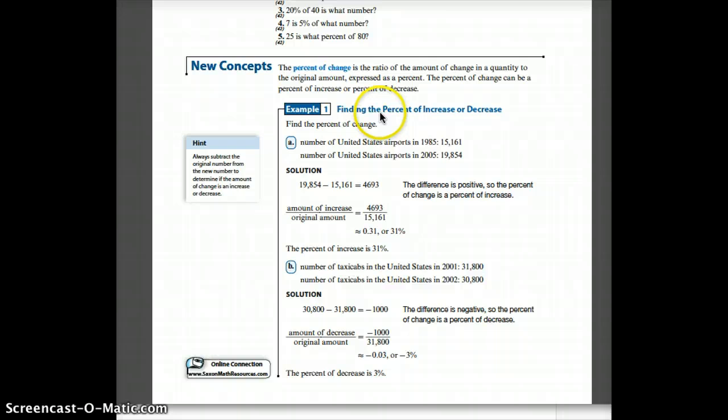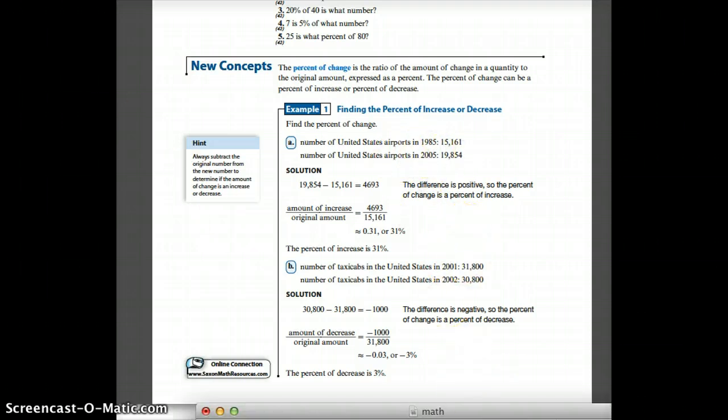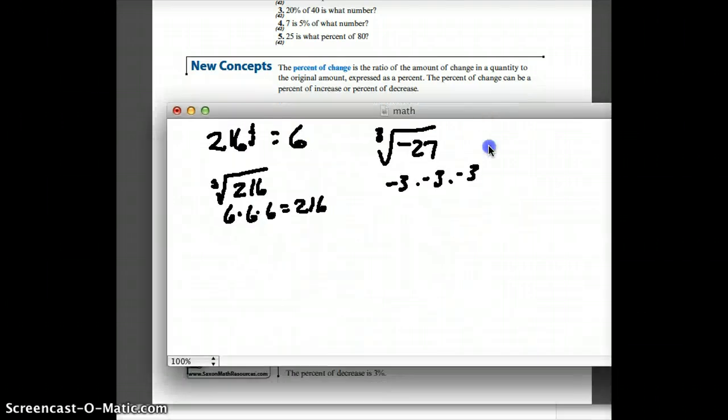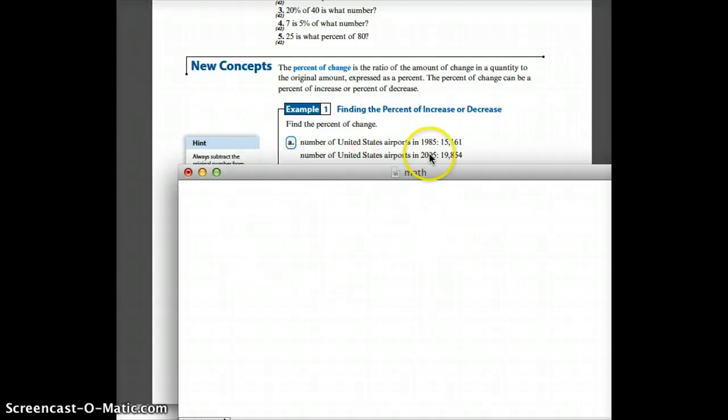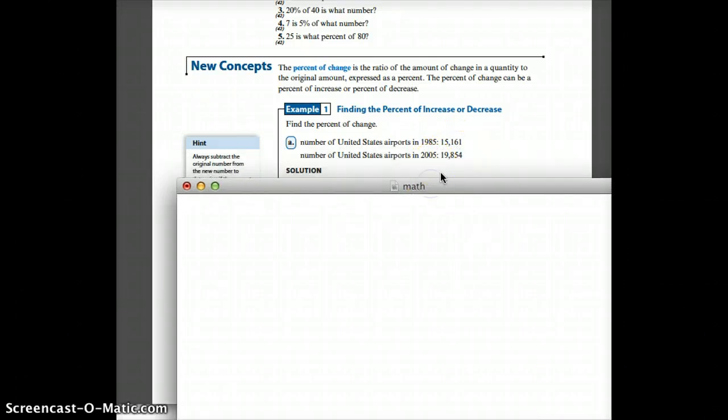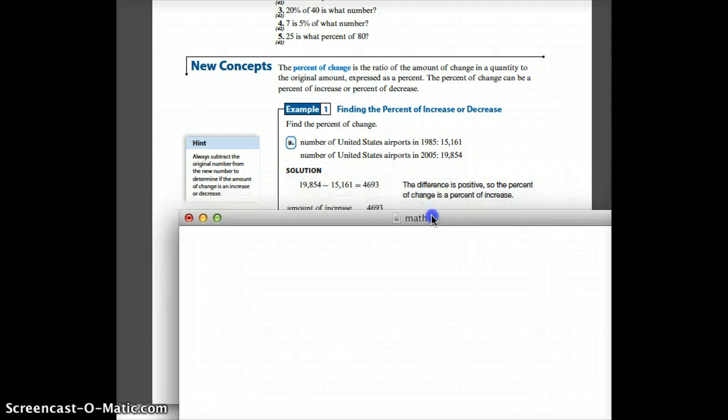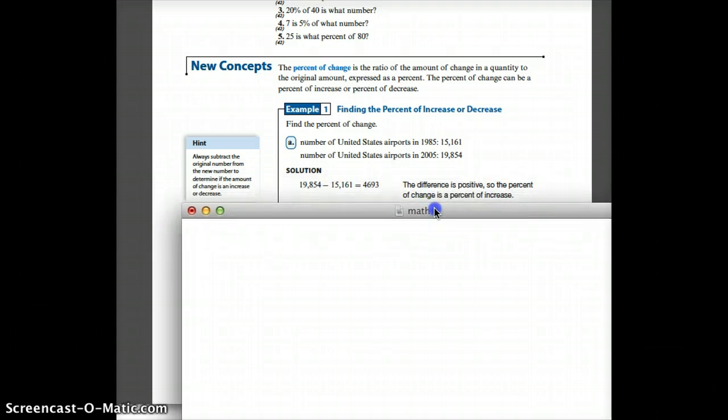Okay, example one. Find the percent of increase or decrease. Find the percent of change. Number of airports in 1985, 15,161. Number of airports in 2005, 19,000. So the first thing you have to recognize is, is this an increase or decrease? Okay, well, in 1985 they had 15,161. In 2005 we went to 19,000. So obviously this is going to be an increase. There you go. And how much it did increase.